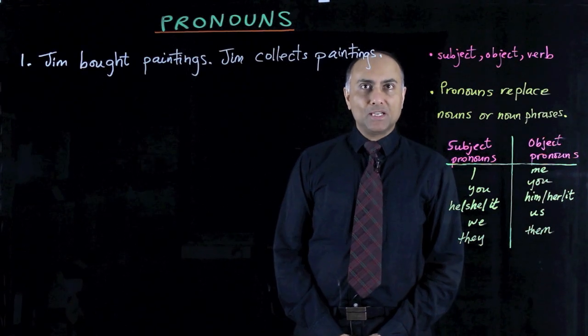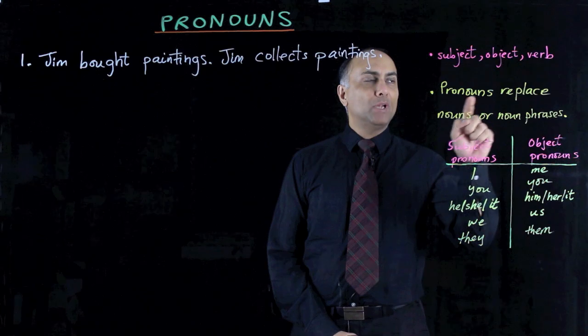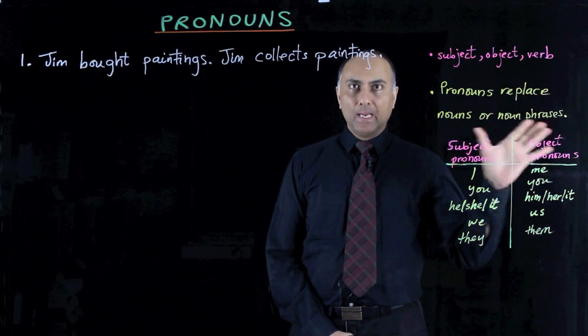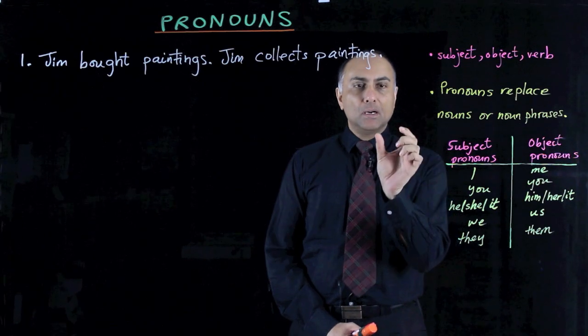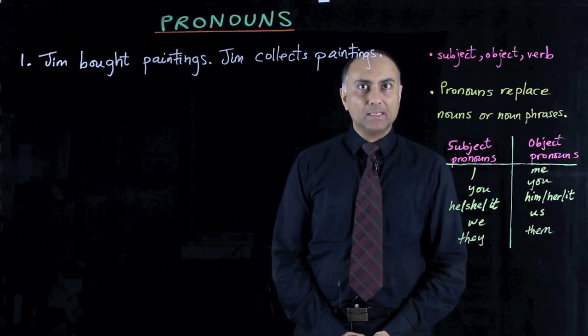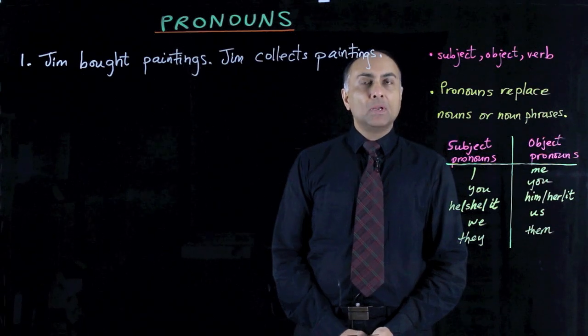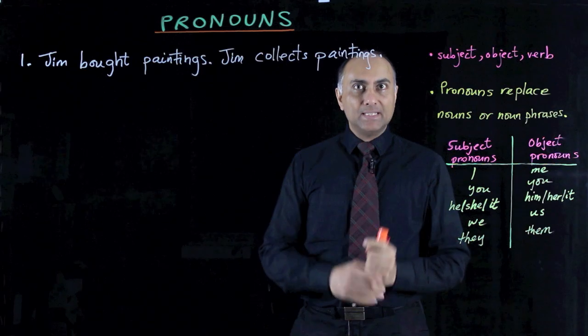The part of speech that we use to replace a noun in a sentence is called a pronoun. So pronouns replace nouns and noun phrases. A noun phrase is just a combination of words that act as a noun, and I'll show you that with examples. The first thing you need to understand is the main parts of a simple sentence.